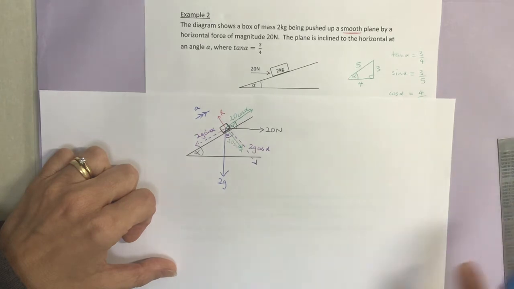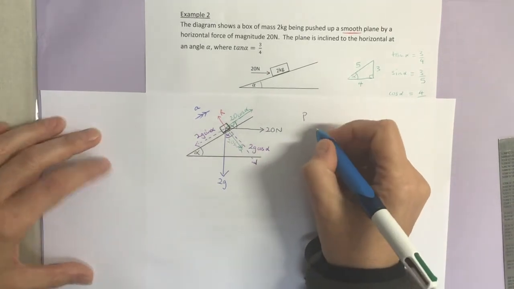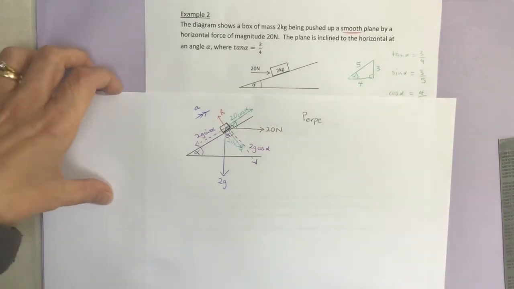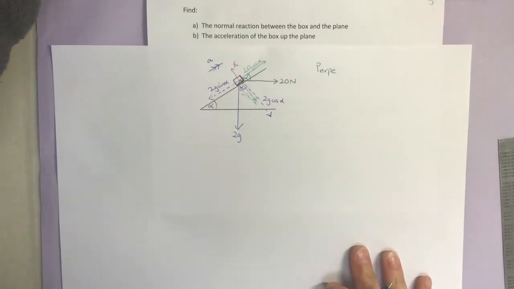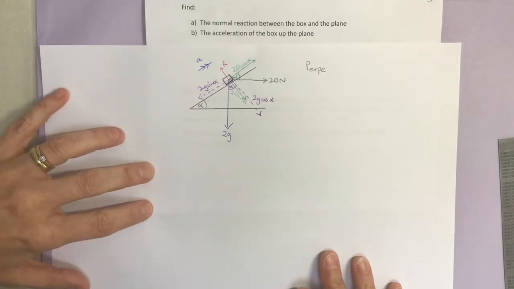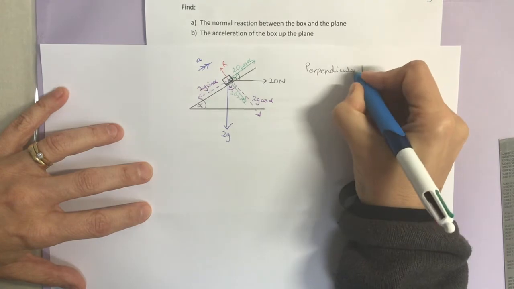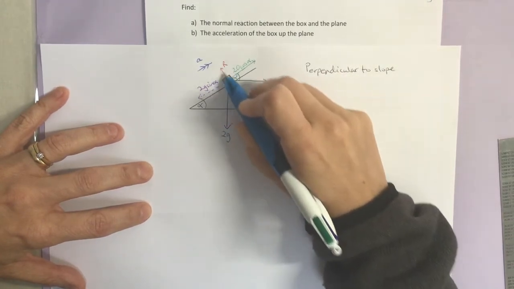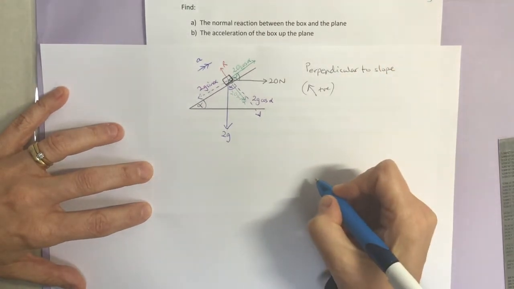Okay, so let's have a look at perpendicular to the slope first of all. I'm just going to move this up so that you can see my working when I start working down here. So let's just move that question up. Okay, so perpendicular to the slope, and I'm going to take that way as positive. So let's have a look at that equation.